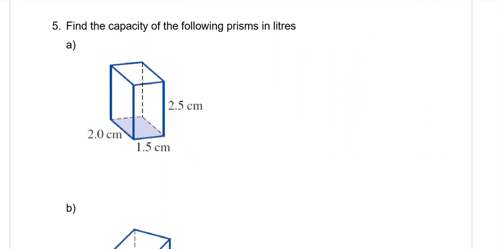Question 5. Find the capacity of the following prisms in litres. So the key word here is capacity. We're not just finding volume, we want to turn it into capacity units as well. But it will start off just like a normal volume question. If I want the volume of a rectangular prism, I can use V equals LBH, where I want to times the L, the B, and the H, those 3 numbers, together. 2 times 1.5 times 2.5 is 7.5 centimetres cubed.